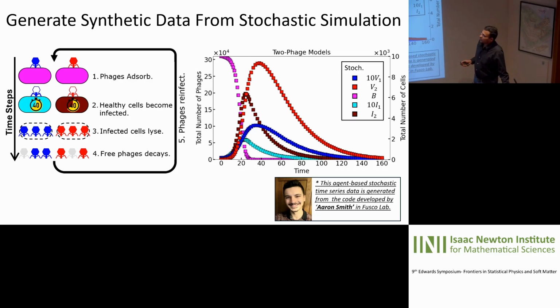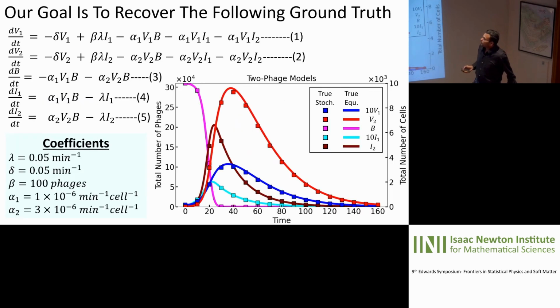The model is like this: there are 2 phages that can infect the healthy cells, then they replicate inside the cells. Finally, the cell dies, and phages are also subjected to decay, and the remaining phages go forward and infect new bacterial cells. Based on this model, I have obtained these stochastic time series data of the bacterial cells and the phages. Since I know the model, I can write the governing equations as well. These are the governing equations and these are the coefficients. If I solve these equations, you can see that their solution agrees very well with the stochastic data. So in this protocol, I want to recover this ground truth.